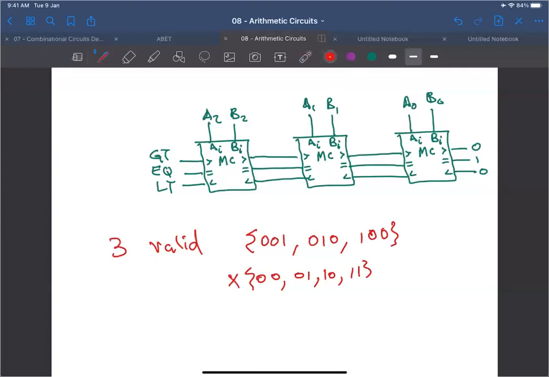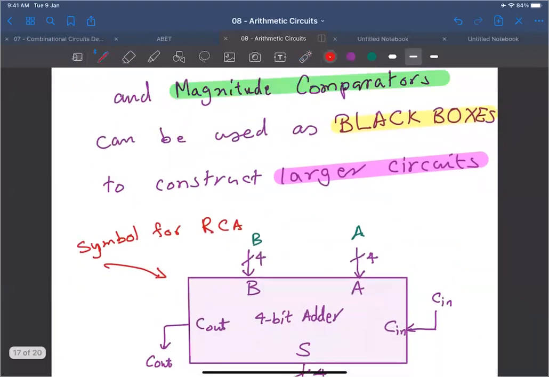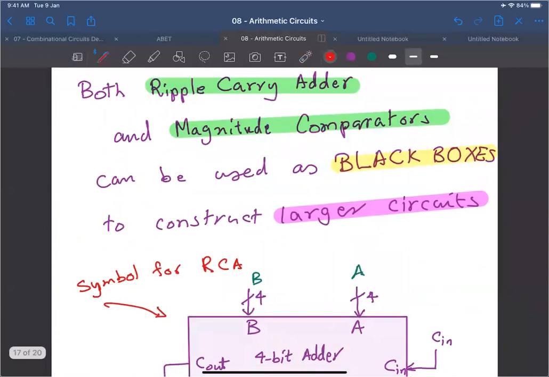Okay, moving on. Actually, before I move on, I want to talk about the black box design of the ripple carry adder and magnitude comparator. Both components can be viewed as black boxes, and we can use these black boxes to construct larger circuits.